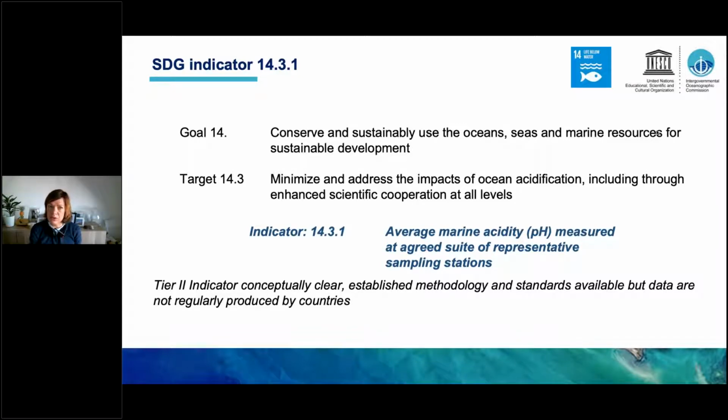Goal 14 is to conserve and sustainably use the ocean, seas, and marine resources for sustainable development. The target on ocean acidification reads: minimize and address the impacts of ocean acidification, including through enhanced scientific cooperation at all levels. So it's kind of what GOA-ON does. But then, more specifically, we need to deliver towards indicator 14.3.1, as a proxy on where we are in achieving 14.3. This indicator reads: average marine acidity measured at agreed set of representative sampling stations.